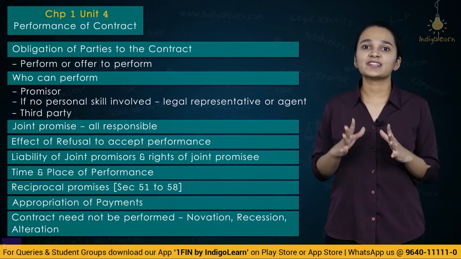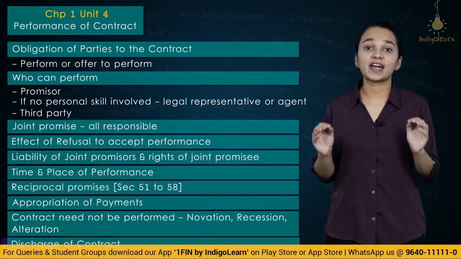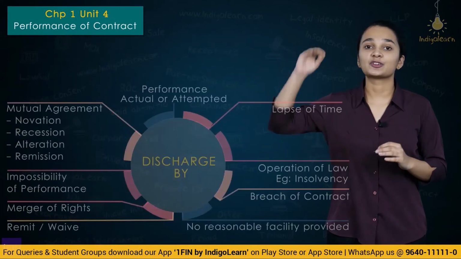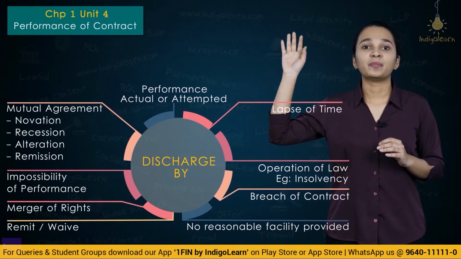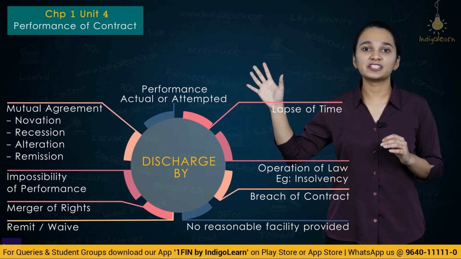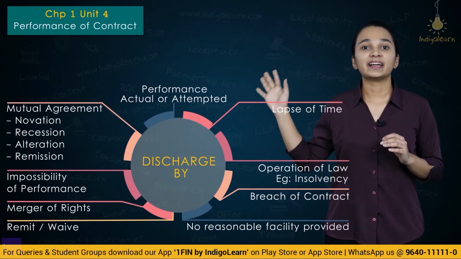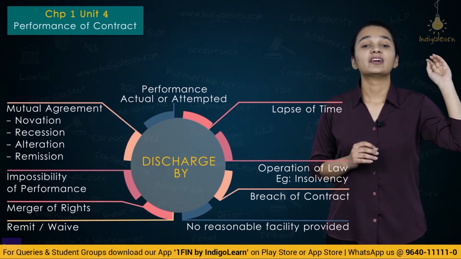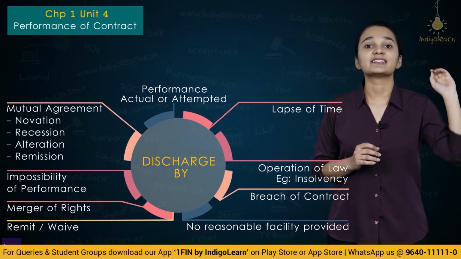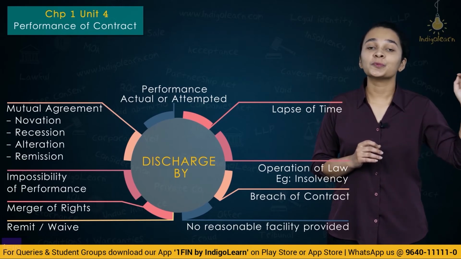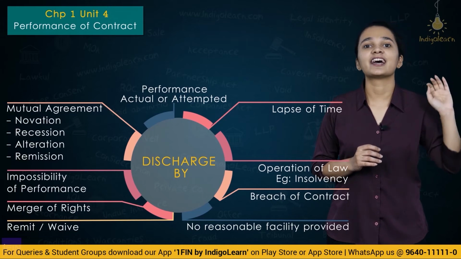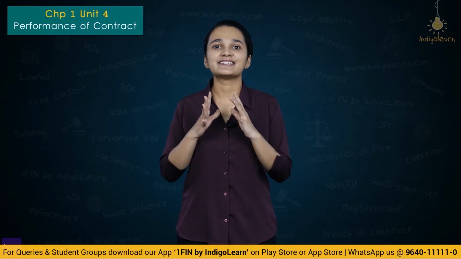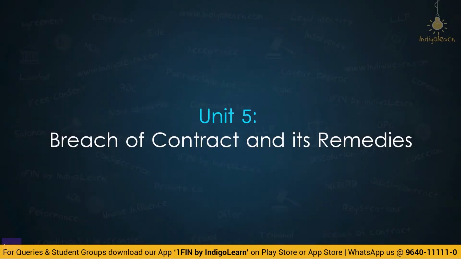And after this, we have discussed discharge of contract. What are the ways in which a contract is discharged? There can be discharge by performance, by mutual agreement, by impossibility of performance, by lapse of time, by operation of law, by breach of contract. Section 63, that is remission. Section 67, that is non-provisioning of reasonable facilities, and in case of merger of rights. With this, we have summarized the entire unit 4.